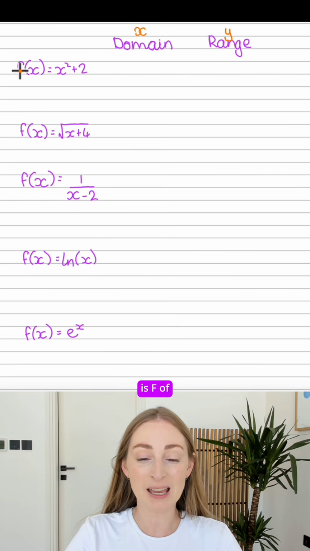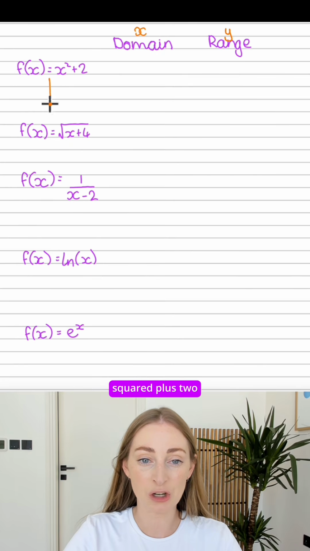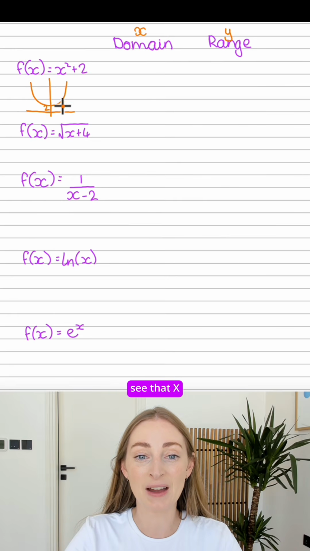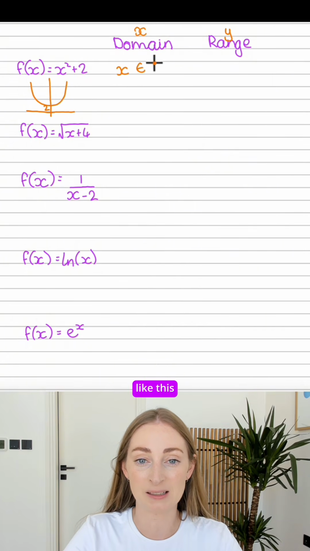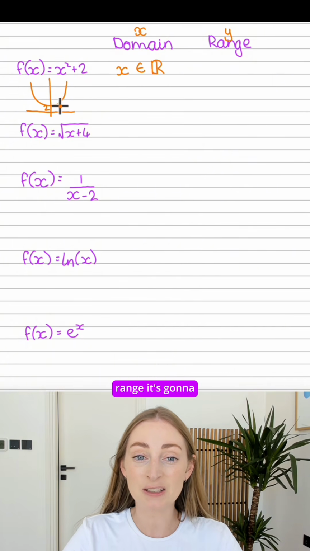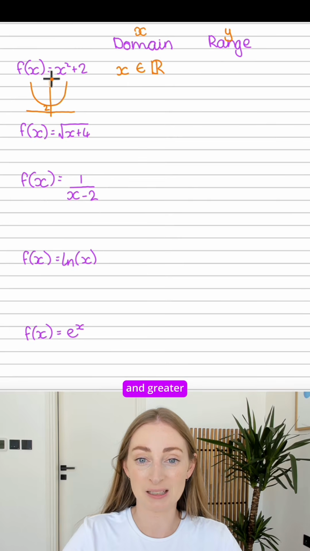So this one is f of x equals x squared plus 2. If I do a quick sketch of that, it's going to look like this, crossing at 2. So we can see that x can take all real values, and you can write that like this. And for the range, it's going to be 2 and greater. So we can write that like this.